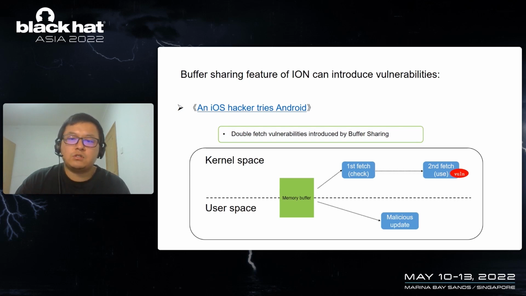And the double fetch is like this. In kernel space, the memory buffer will be fetched twice. The first fetch is for the checking operation to make sure the data in the memory buffer is valid. And for the second fetch, the data in the memory buffer will be used. But because the memory buffer is shared between user space and kernel space, the user process can do some malicious updates to the memory buffer. And this will make the checks in the first fetch invalid. And issues might happen when the kernel uses the data in the memory buffer.